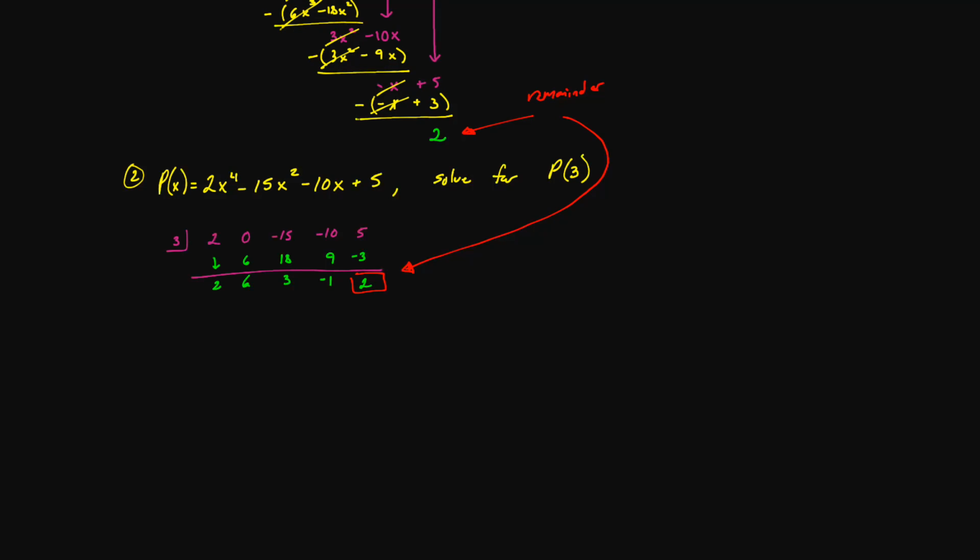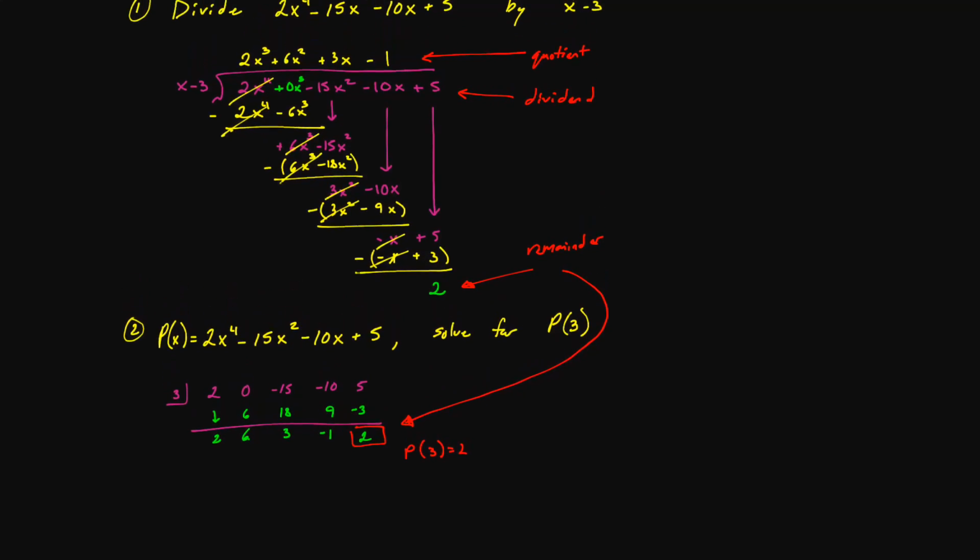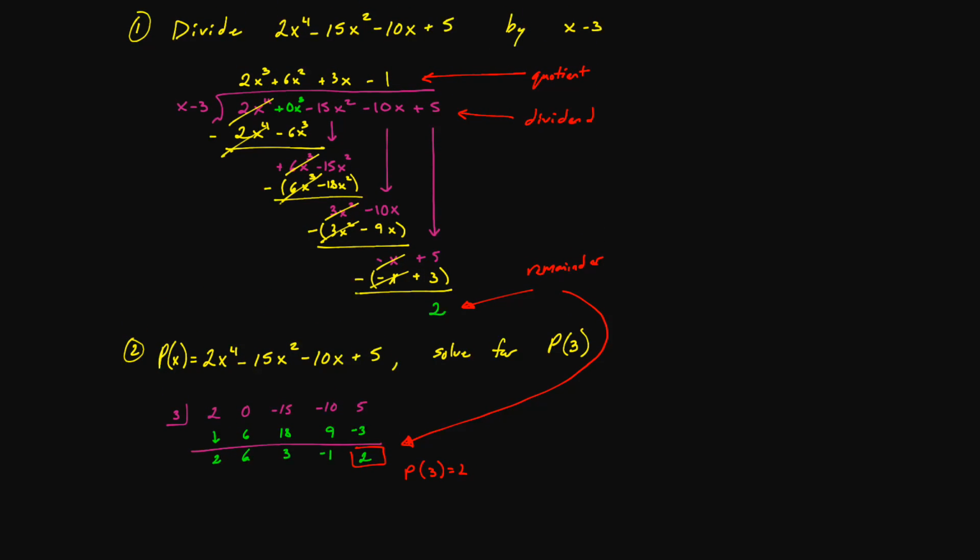Notice that this yields that p of 3 is equal to 2, and when you divide by the factor x minus 3 into the same equation and you get the same remainder out, that's fantastic.